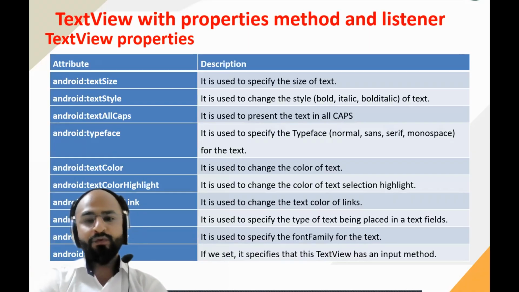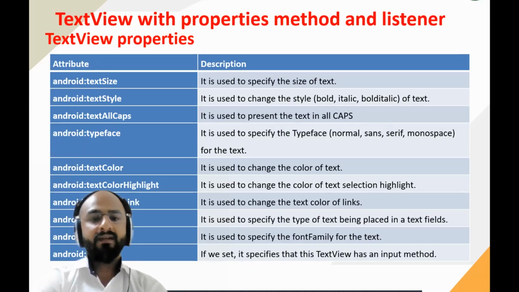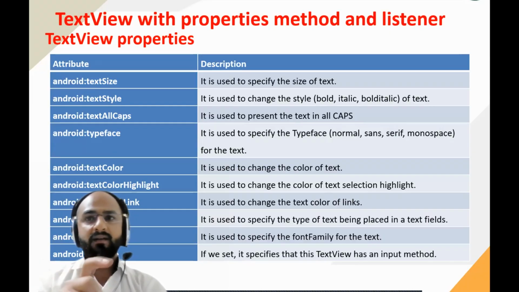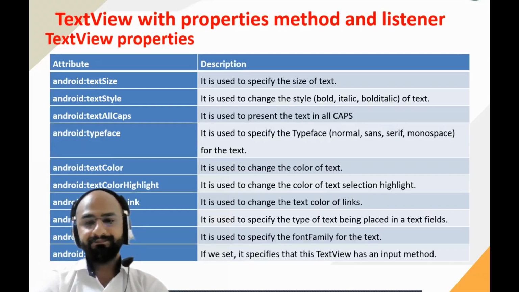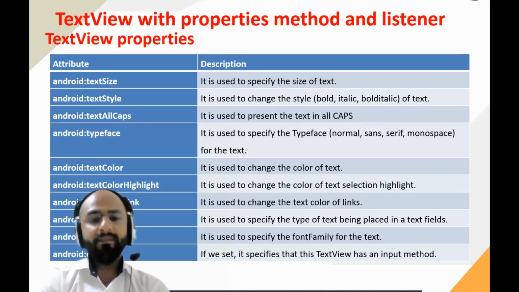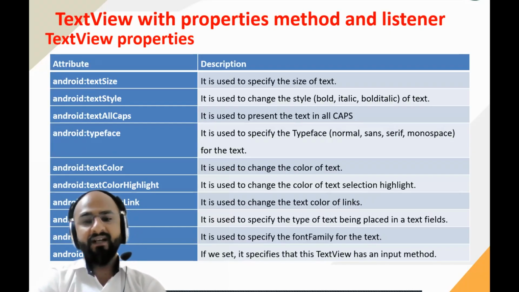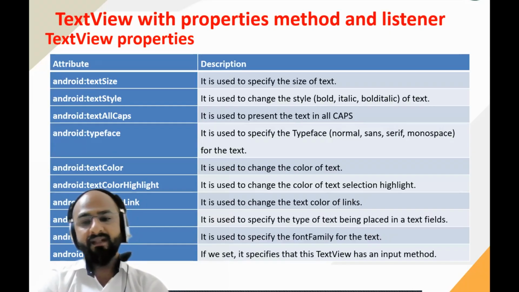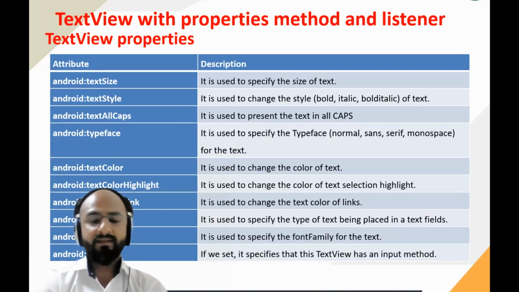Text color, it is used to change the color of the text. Text color highlight, it is used to change the color of the text selection highlight. Text color link, it is used to change the text color of the link. Suppose you have written a URL onto the text view, so there will be a link on the text view. At that time, this property will be used. Input type, font family is important. It is used to specify the font family of the text. And editable, if we set it, it specifies that the text view has an input method.